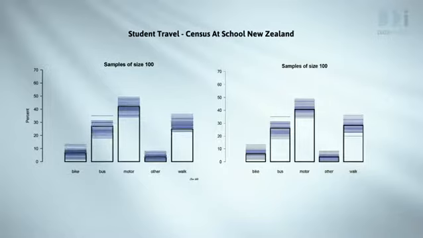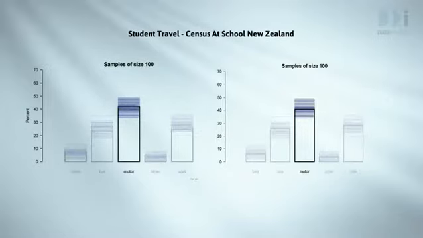Let's focus on just one response. We'll choose motor, going to school by motorcar. The black line is the truth, about 40%. From the blue band, it looks like using the value from a sample could make us wrong by up to about 10 percentage points in either direction. That's the basic idea of a margin of error.